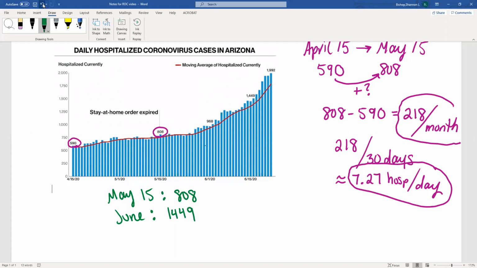What happened between point A and point B? We were sitting at 808 cases per day, and it had gone up to 1,449. So the question is, how much did it go up by? The way that we answer that is by figuring out the difference between them. So what is the difference between 1,449 and 808? Well, let's grab our calculator here. It is 641.